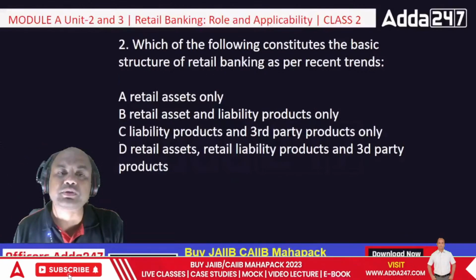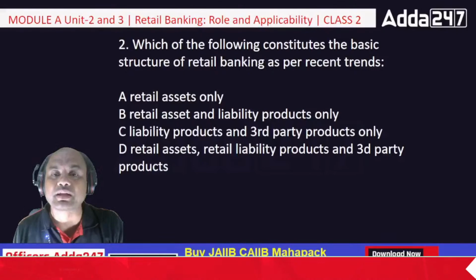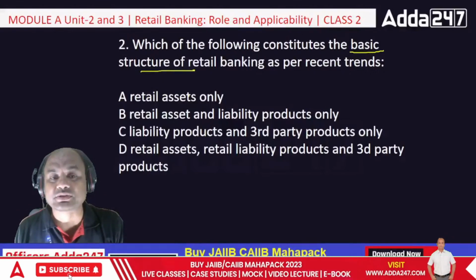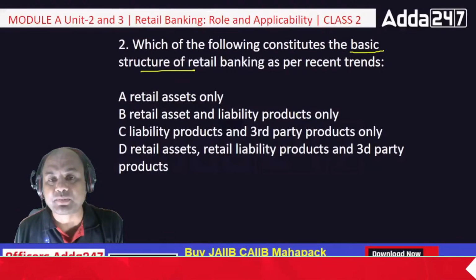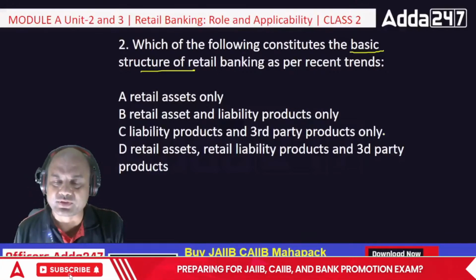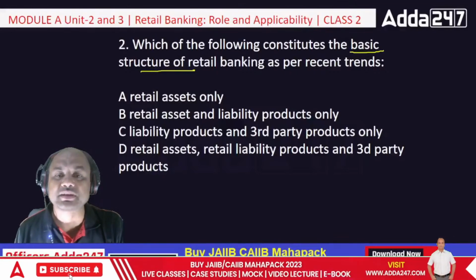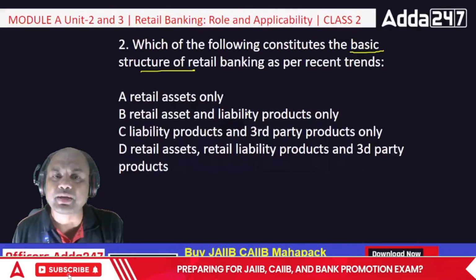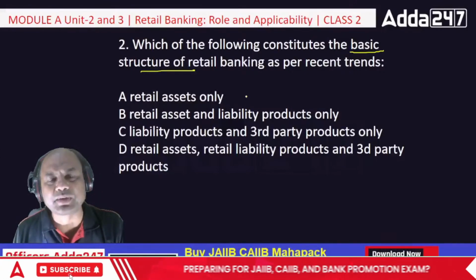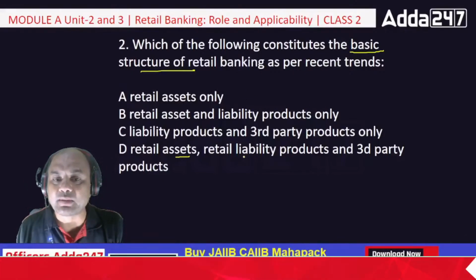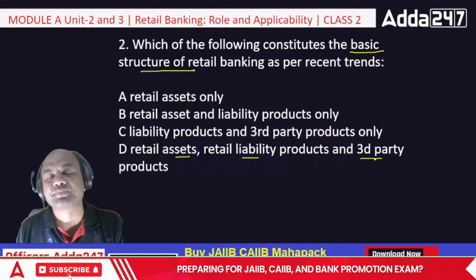Which of the following constitutes the basic structure of retail banking as per recent trends? Retail assets only; retail assets and liability products only; liability and third party products only; or retail assets, retail liability and third party products, all of them. So what is generally followed by retail banking? Firstly, let me give you some idea about what we mean by assets, liability, and third party.